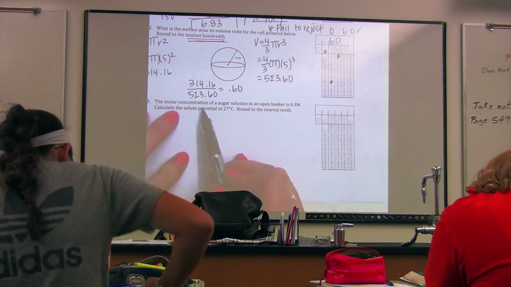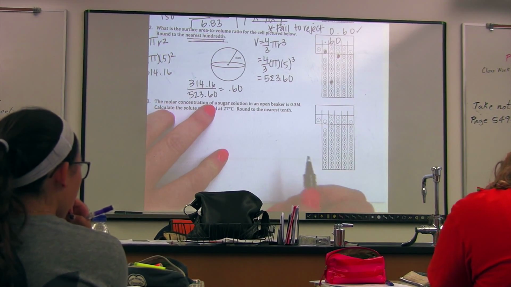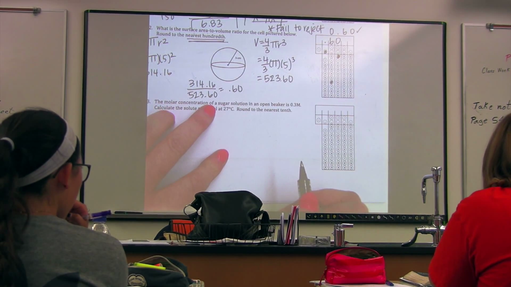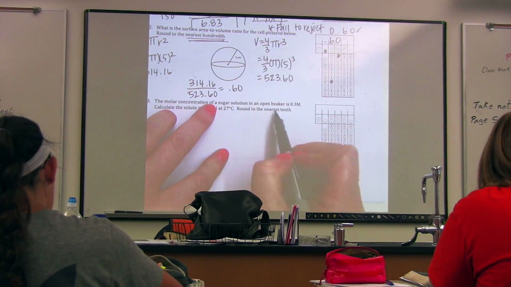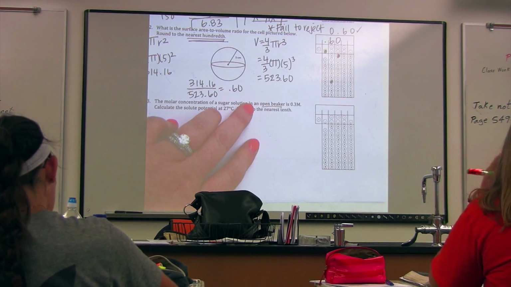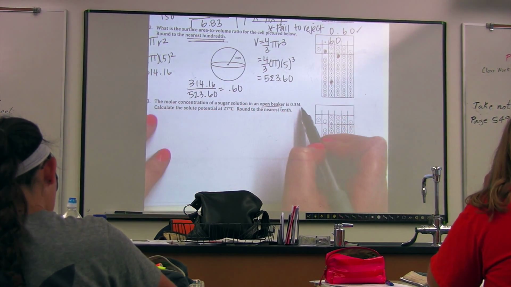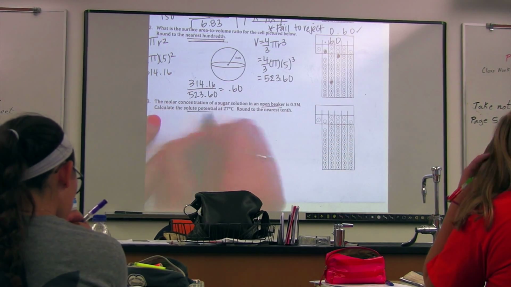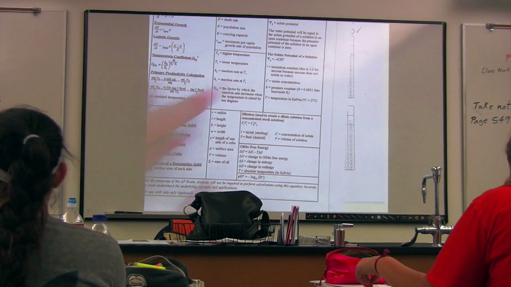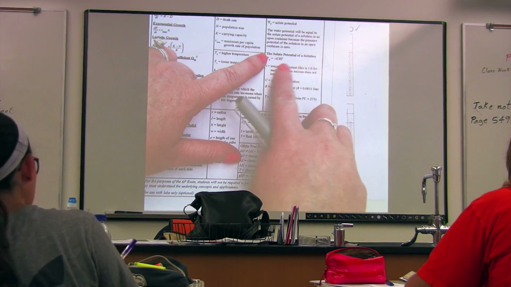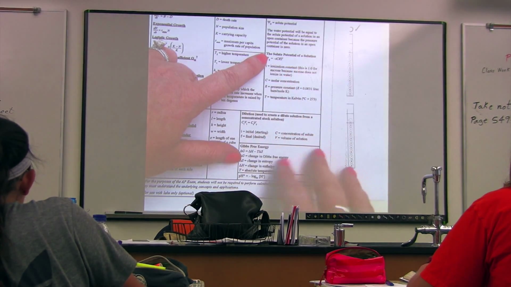The molar concentration of a sugar solution in an open beaker. Hey, sugar, is it ionized? No. Does it dissociate in water? No. So things like that, it should be in your noggin. In an open beaker. Hey, it's open. Right away? No pressure. Is 0.3 molar. Calculate the solute potential. I don't know how to calculate solute potential. Oh, dang. Solute potential of a solution. It's on the sheet. How you feeling?